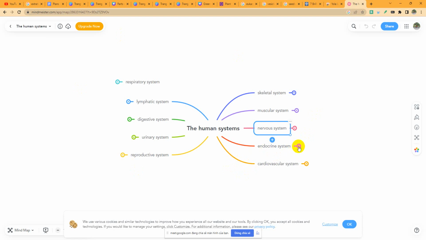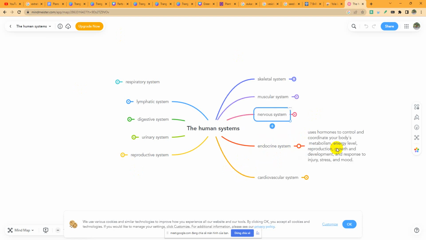So you can definitely do more research about the endocrine system, but basically it uses hormones to control and coordinate your body's metabolism, energy level, reproduction, growth and development, and response to injury, stress, and mood. I did have a very detailed explanation about the endocrine system in the previous video. You can rewatch it if you like. But yeah, it's basically responsible for our mood changes, our mood transformations.